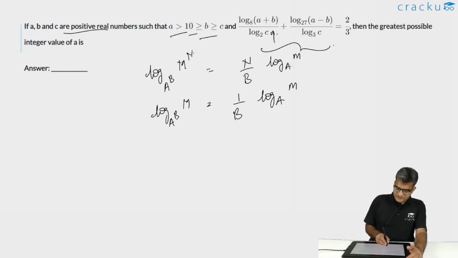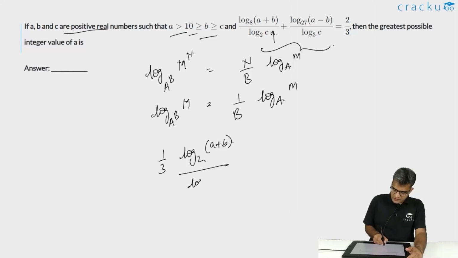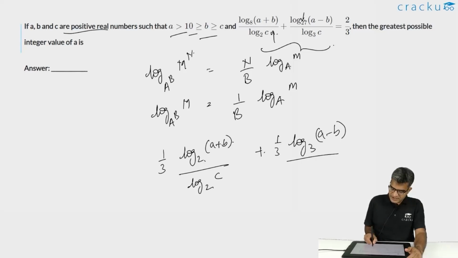So the given expression will be 1 by 3 into log of a plus b to the base 2 divided by log of c to the base 2. Similarly, the second term is the base is 27, which is 3 cube. So this is 1 by 3 into log of a minus b to the base 3 divided by log of c to the base 3.